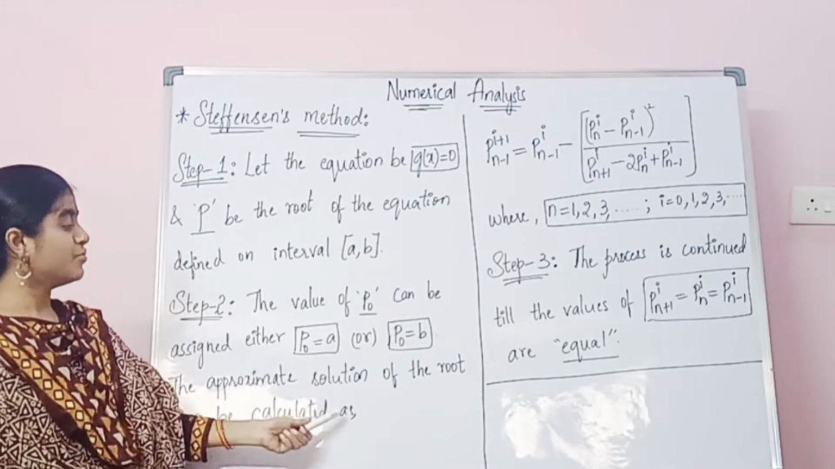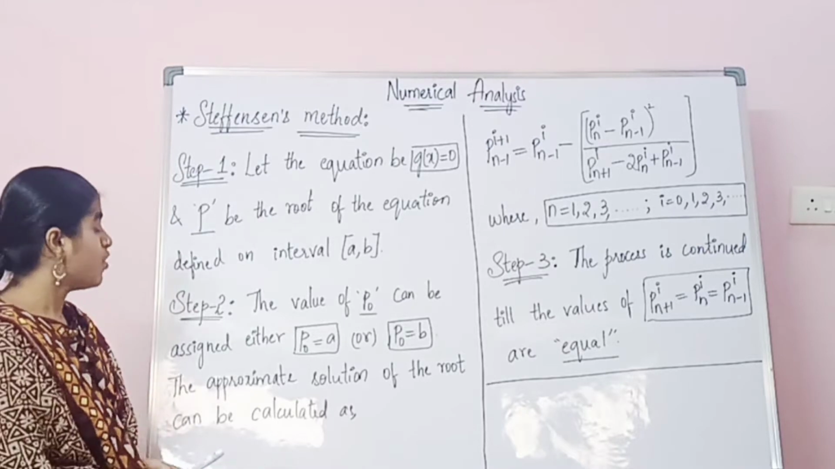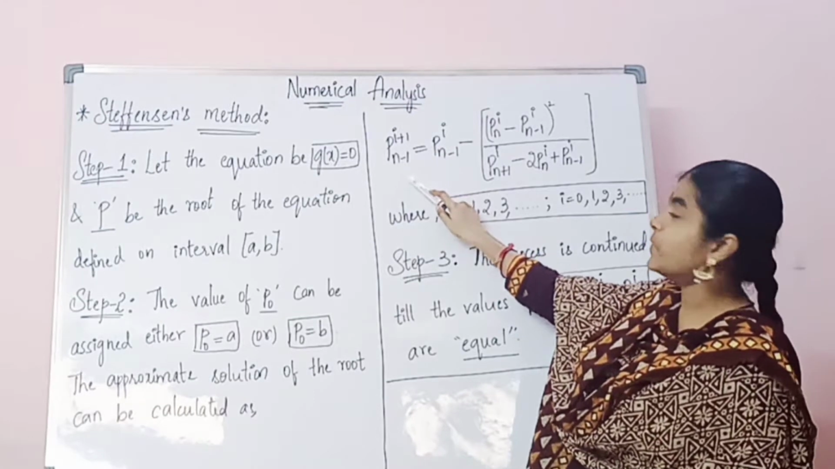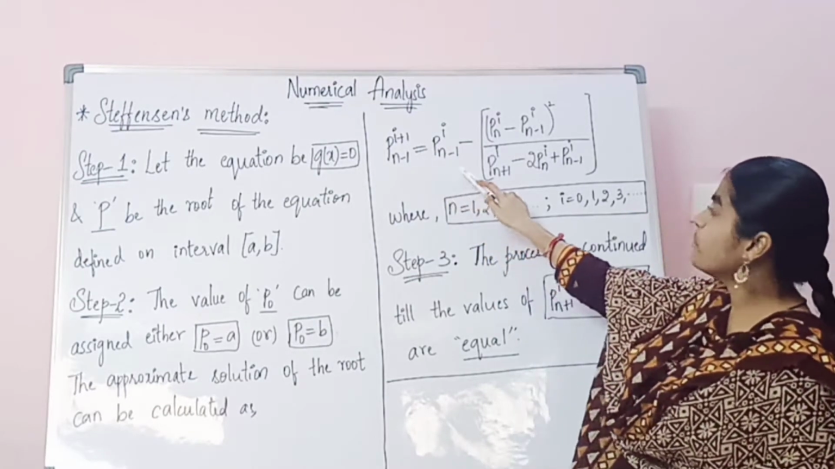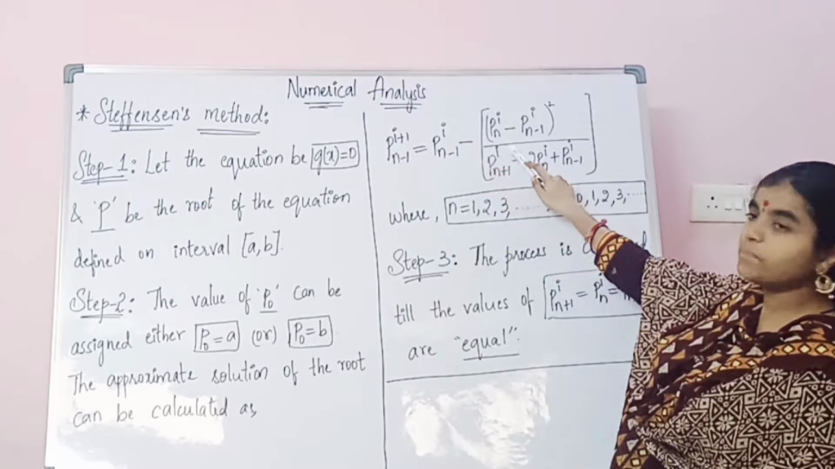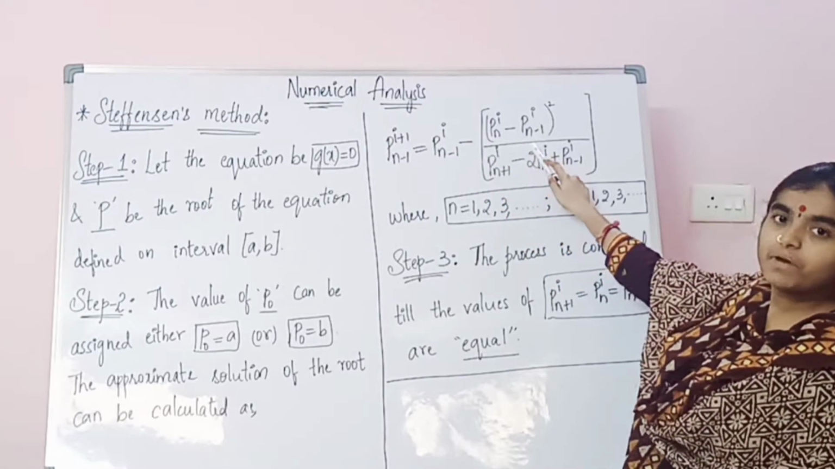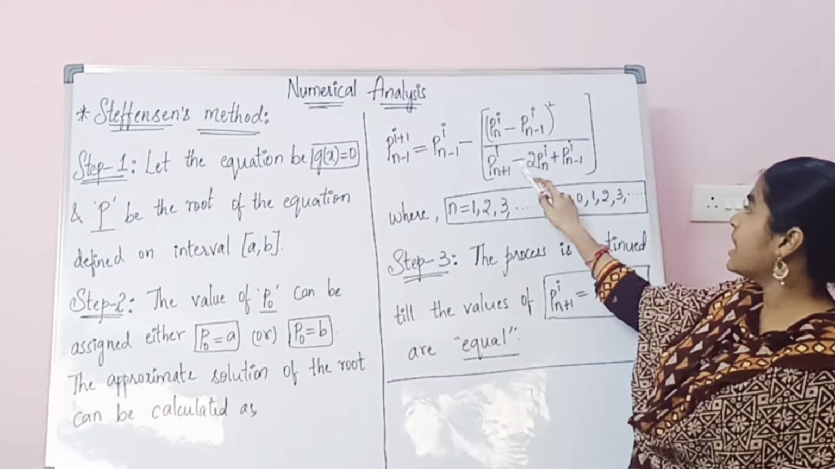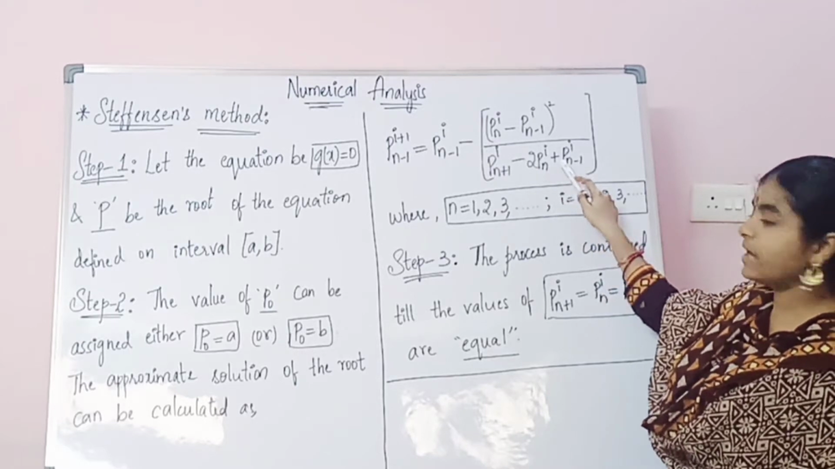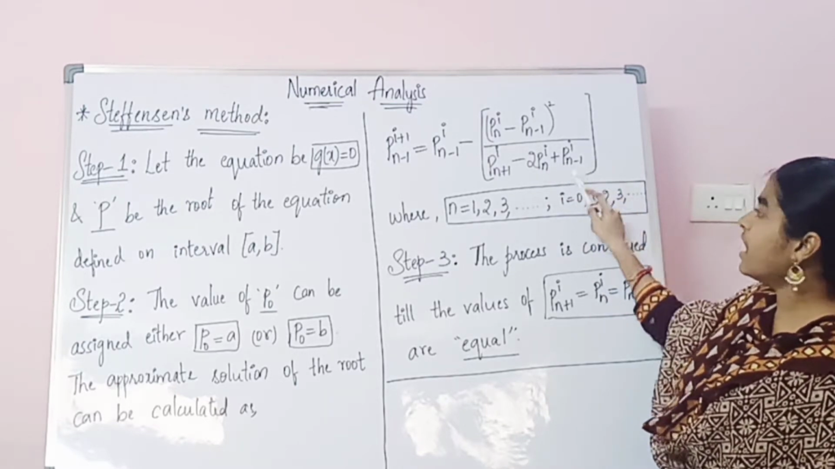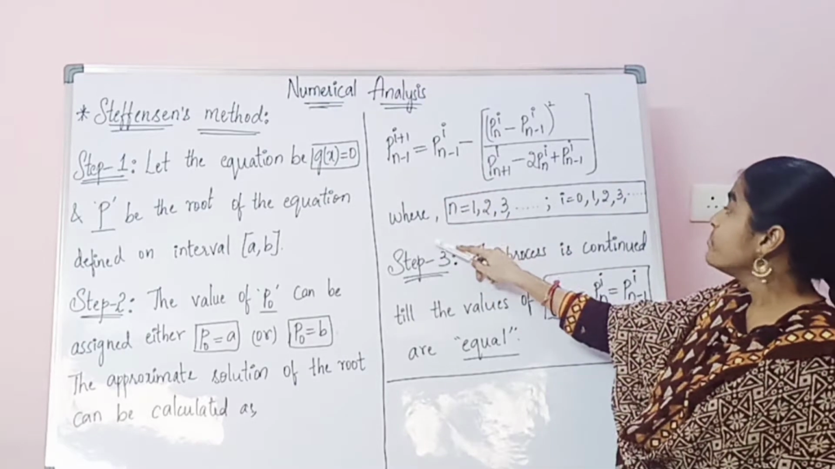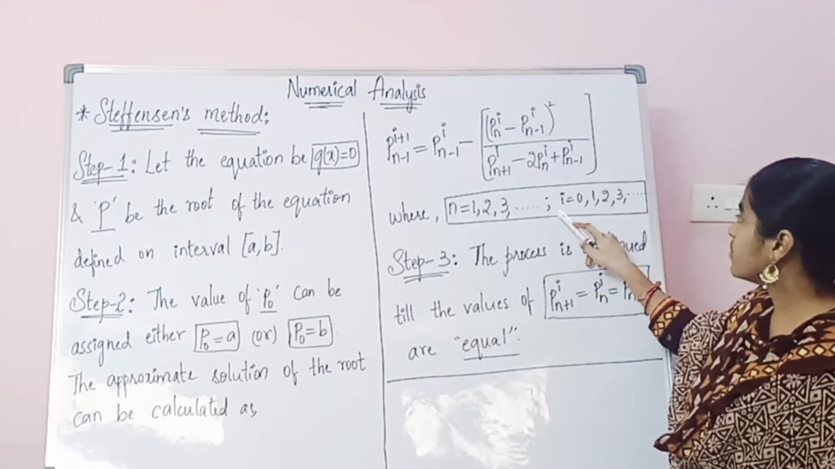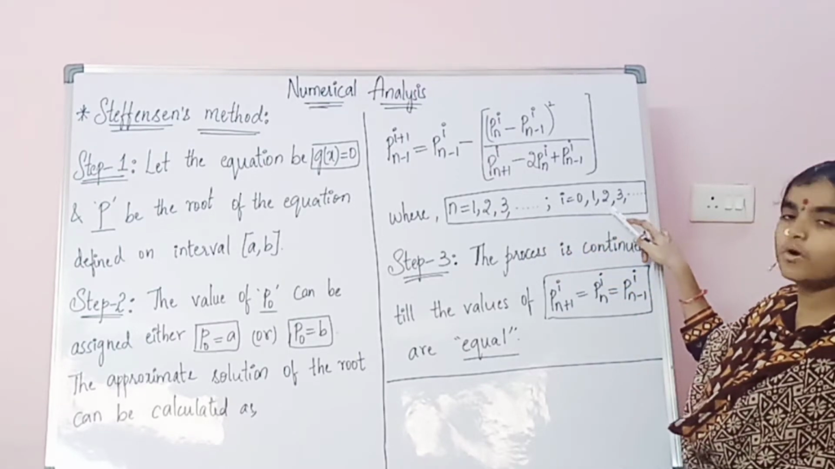The approximate solution of the root can be calculated as p_{n+1}^(i) = p_{n-1}^(i) - (p_n^(i) - p_{n-1}^(i))^2 / (p_{n+1}^(i) - 2 p_n^(i) + p_{n-1}^(i)). This is the formula, where n = 1, 2, 3, and so on, and i = 0, 1, 2, 3, and so on.